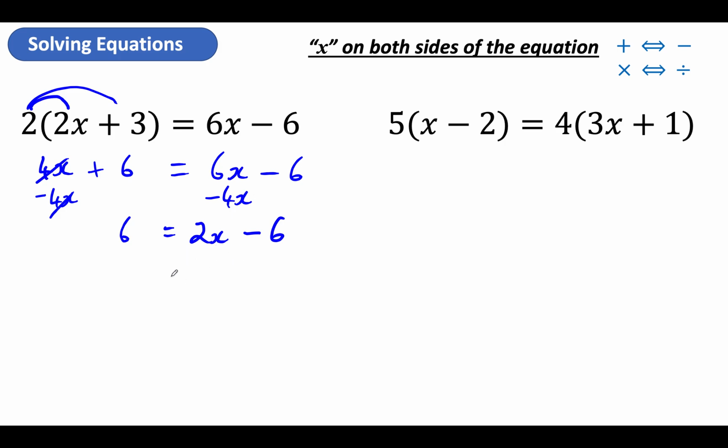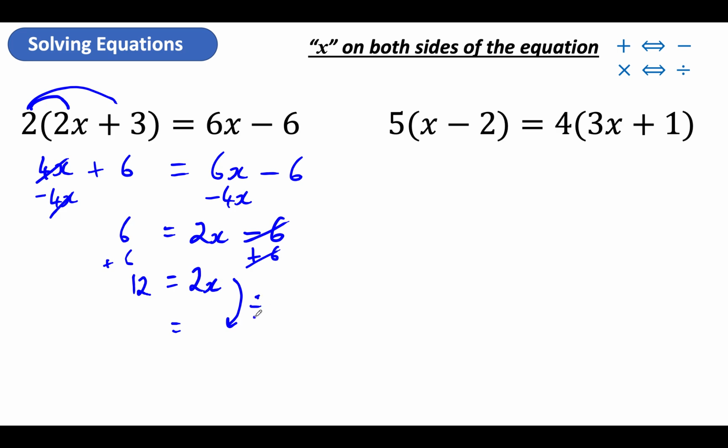Well, let's deal with the number touching the letter last. So we'll add 6 to get rid of that minus 6. And we're going to add 6 to both sides, because you've got to keep it balanced. Now 6 take away 6 leaves nothing, so 2x is left on its own. 6 plus 6 is 12. So 2x's are worth 12 in this case.